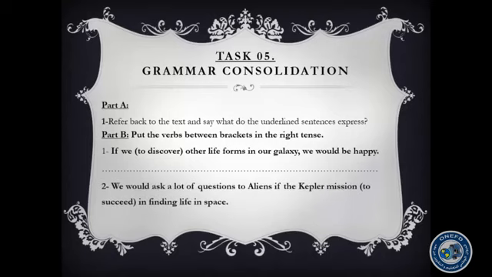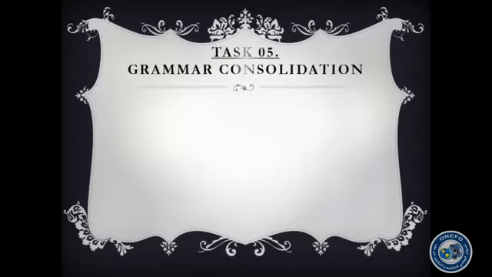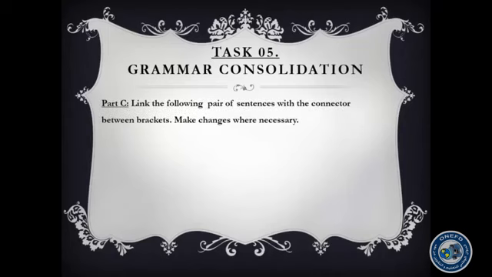Sentence number 2. We would ask a lot of questions to aliens if the Kepler mission (to succeed) in finding life in space. Again, the same as the first sentence. You have to pay careful attention to the type of sentence and you put the verb into the right tense. So we arrive at part C.